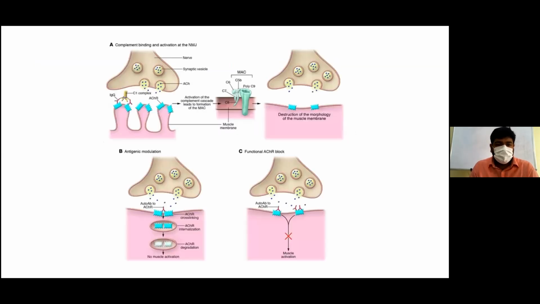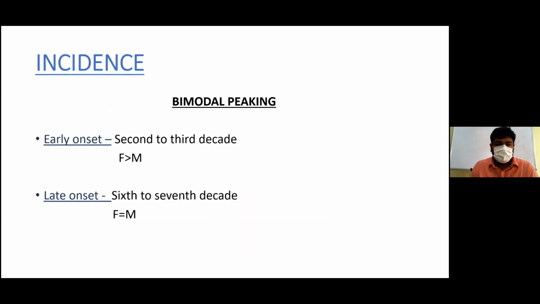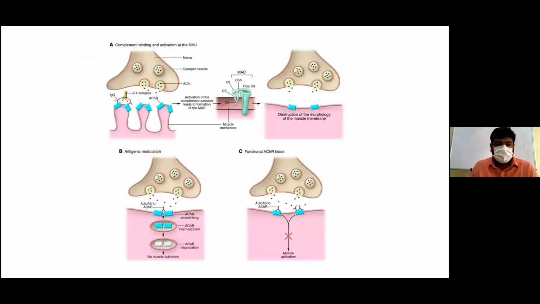In figure A, you can see the antibodies along with the complement resulting in destruction of the morphology of the muscle membrane. Whereas in figure B, there is endocytosis of the acetylcholine receptors. In figure C, there is blockage of the active site of the acetylcholine receptor.